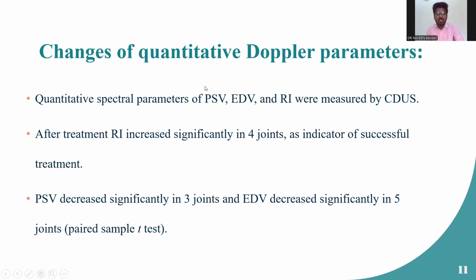And the changes in quantitative Doppler parameters, the spectral Doppler findings. The quantitative spectral parameters of peak systolic velocity, end diastolic velocity, and resistivity index were measured on color Doppler and power Doppler. After treatment, resistance index increased significantly in 4 joints, which indicated the successful treatment. The peak systolic velocity decreased significantly in 3 joints, while end diastolic velocity decreased significantly in 5 joints.